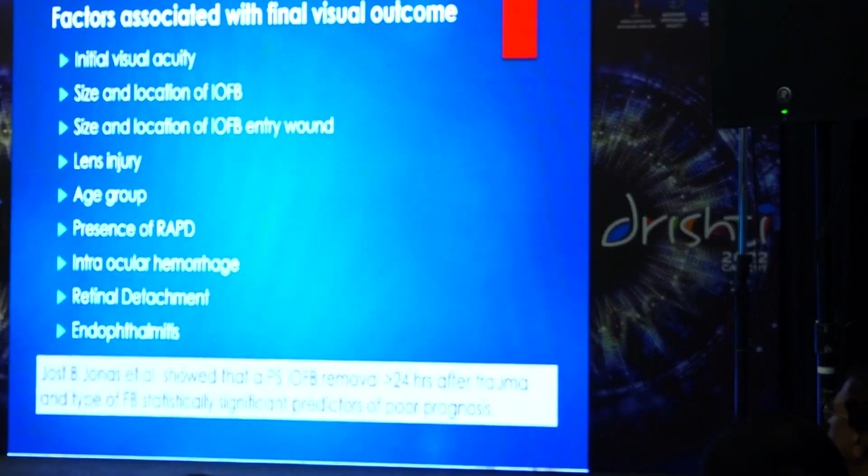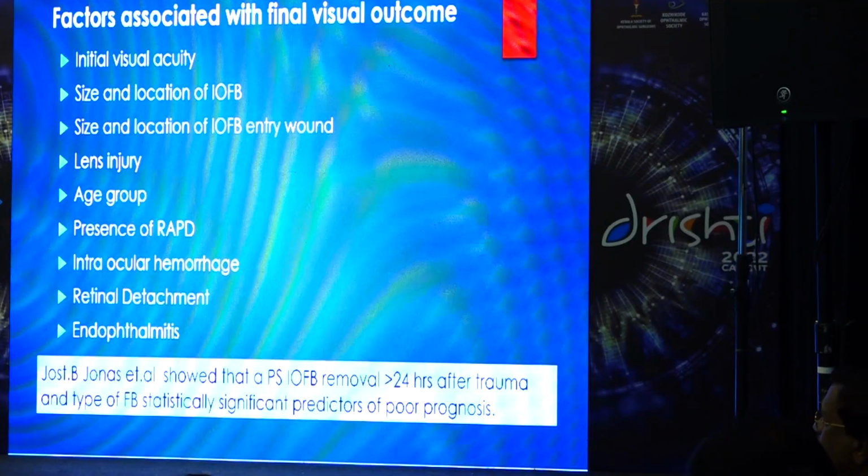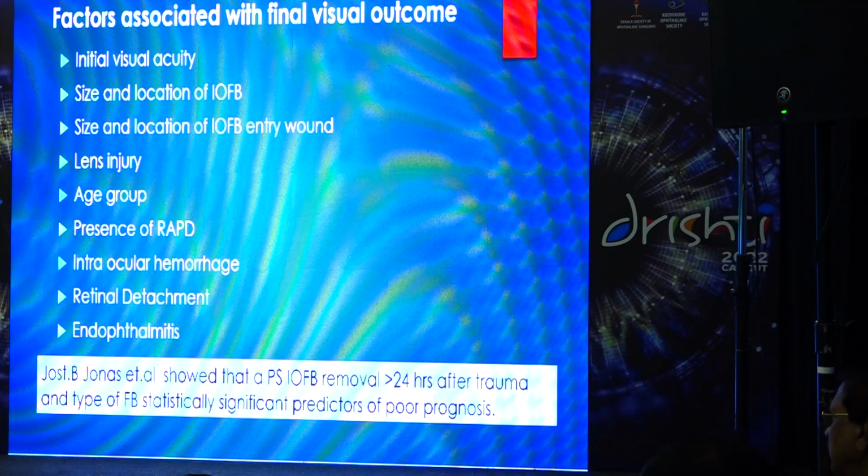Now coming to the prognostic factors: initial visual acuity, if it is better, better prognosis. Size and location, larger the size of the foreign body and posterior location are considered to be poor prognostic factors. Larger the entry wound, and if the foreign body is entering through the sclera, this is again a poor prognostic factor. Lens injury, if it is present, is a poor prognostic factor.